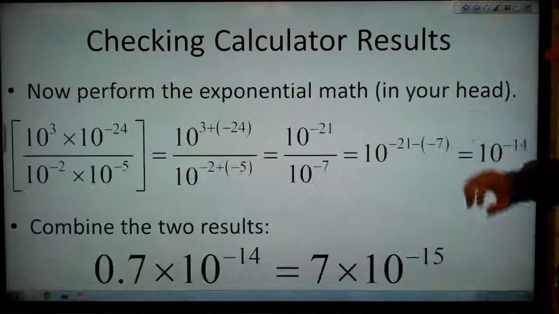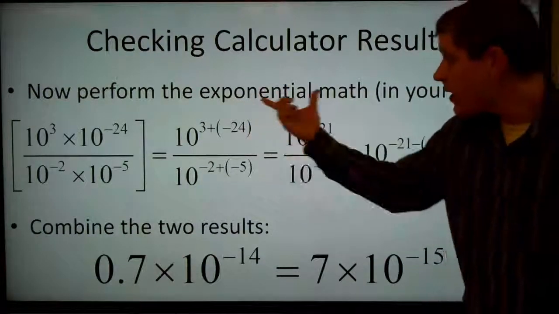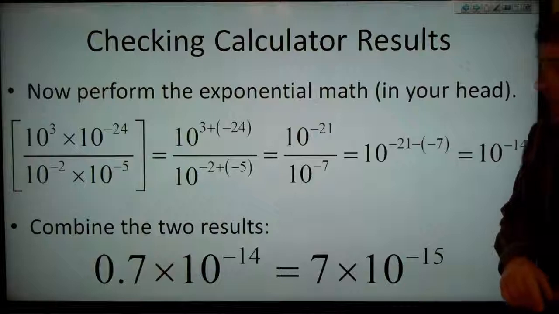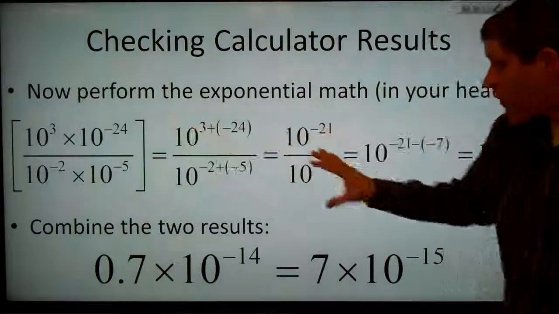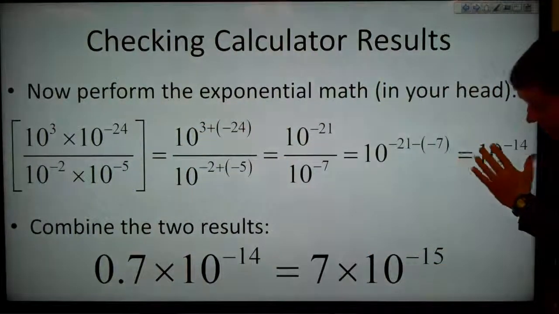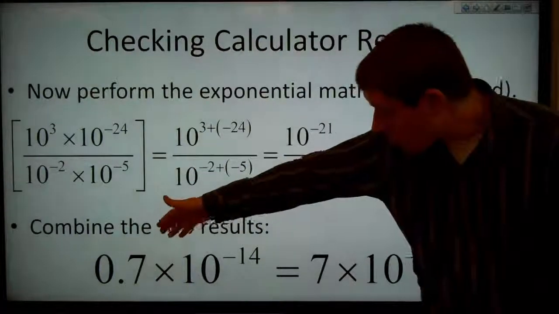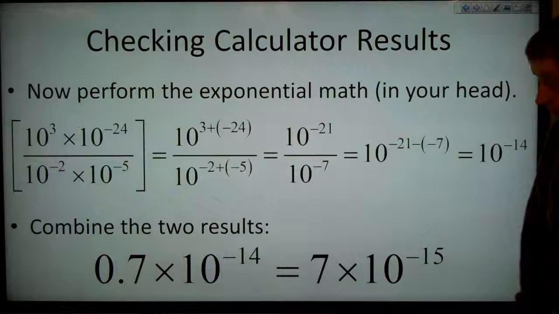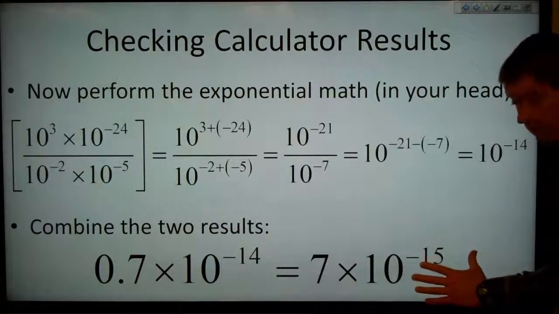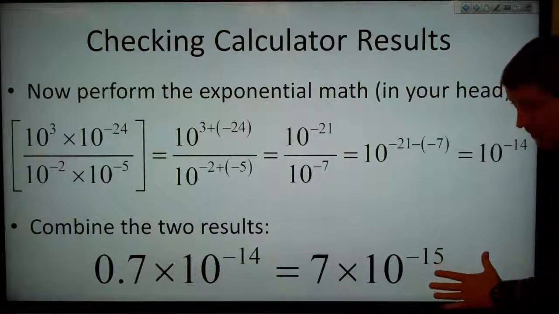Now we have the result for our coefficient math, and we can perform the exponential math in our heads. But we've already done this once, so I'm going to go through it fairly quickly. We ended up with 10 to the minus 14. So we want to combine our results. 0.7 times 10 to the minus 14. When we write it in proper scientific notation, that's 7 times 10 to the minus 15.